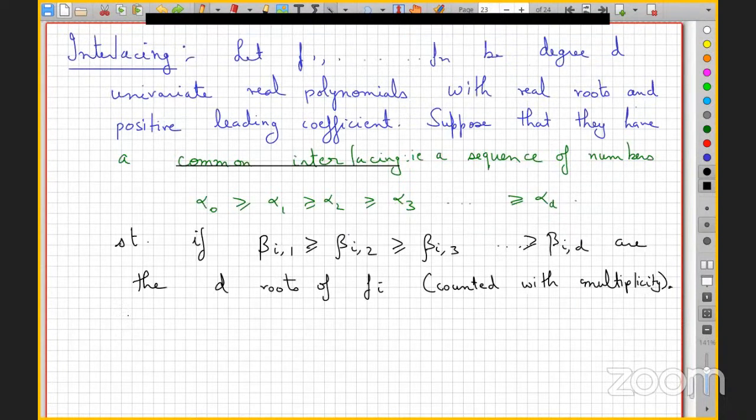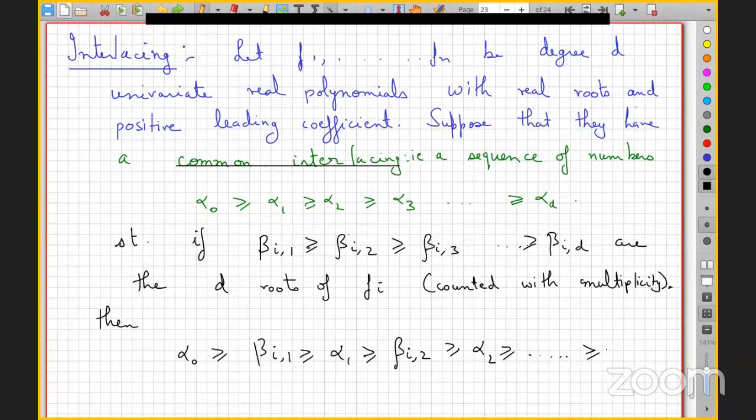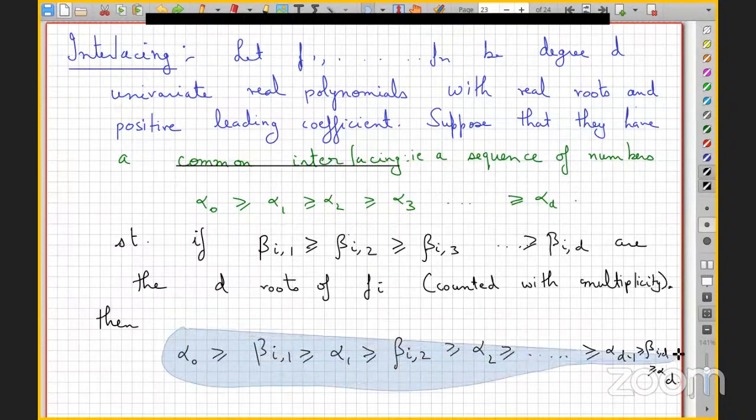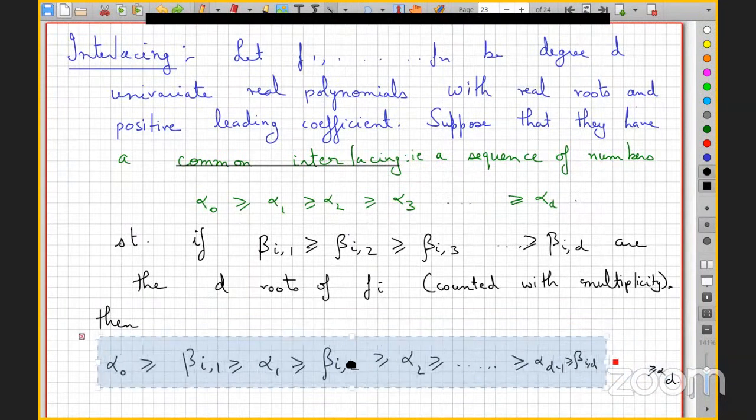So yeah, what is the interlacing? Then these things lie in between. So alpha 0 is bigger than beta i1, is bigger than alpha 1, is bigger than beta i2, is bigger than alpha 2, and so on, all the way till alpha d minus 1 is bigger than beta id, which is bigger than alpha d. Okay, so that's what a common interlacing is. So what is common about it? The point is that this alpha sequence is the same for all i's.